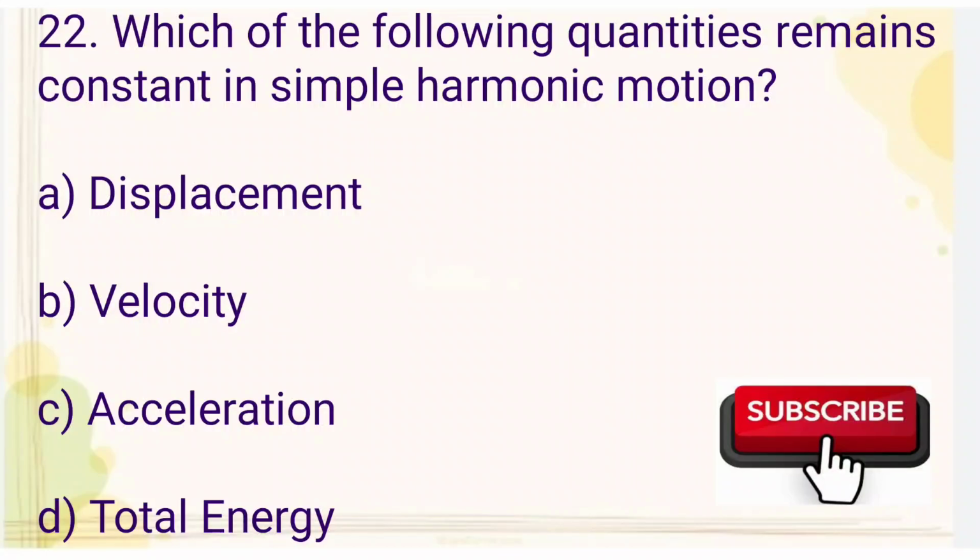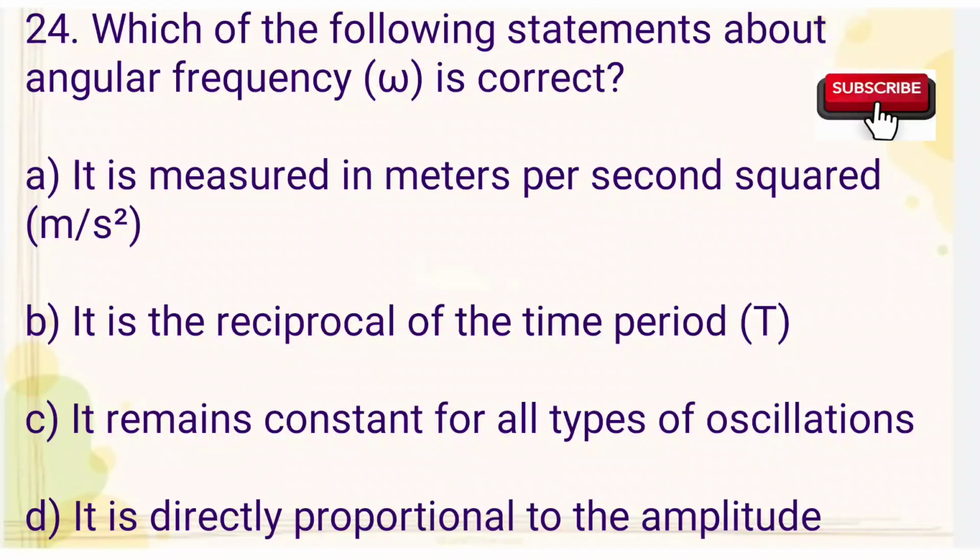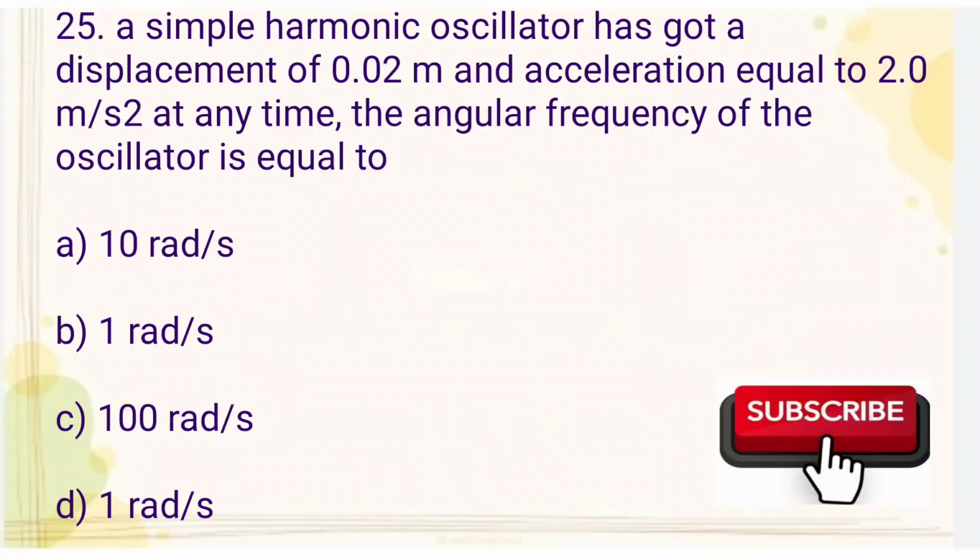Which of the following quantities remain constant in simple harmonic motion? Option D, total energy. The time period of a simple pendulum depends on which of the following factors? Option C, that is length of the pendulum. Which of the following statements about angular frequency is correct? Option B, it is the reciprocal of time period.